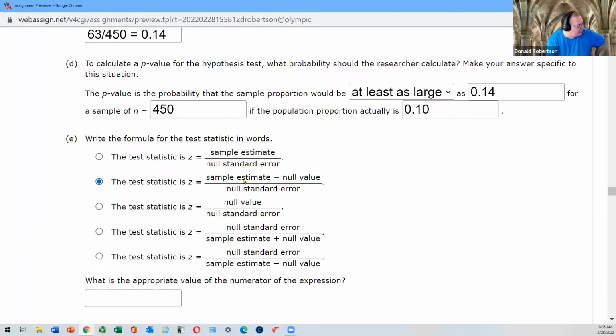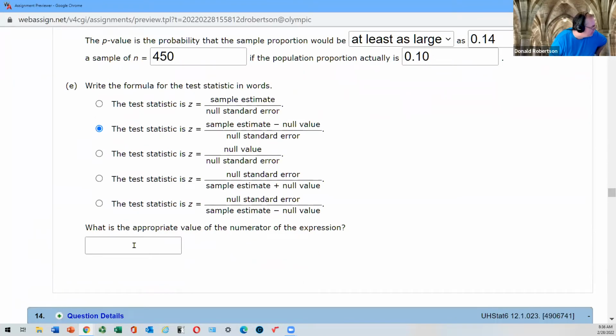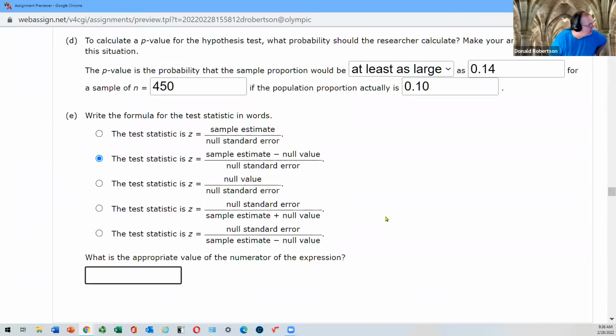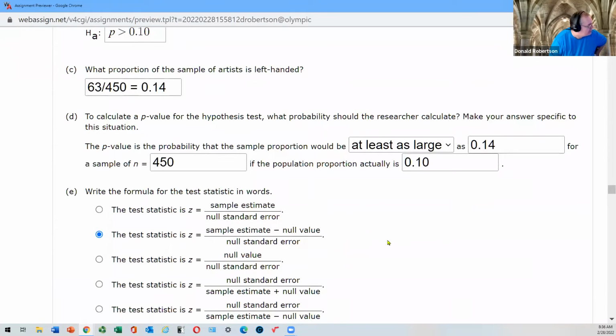Isn't that the only one where you take some and subtract the other? That's it. What is the appropriate value for the numerator? Oh, the numerator is the standard error.